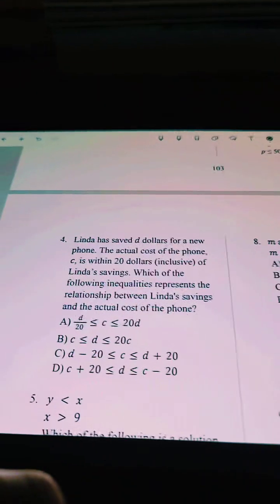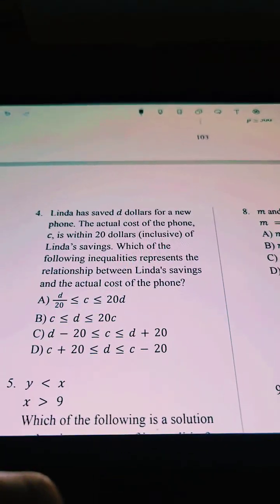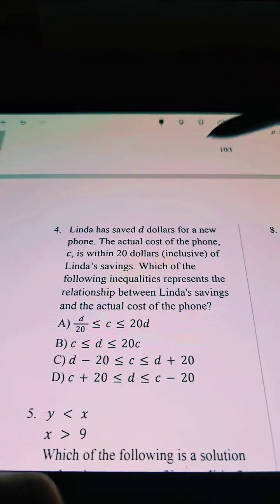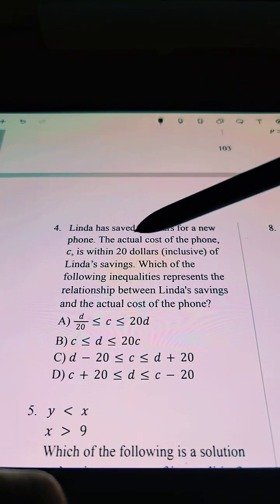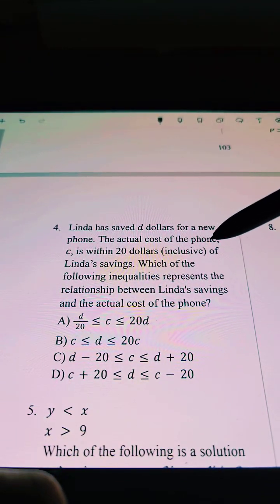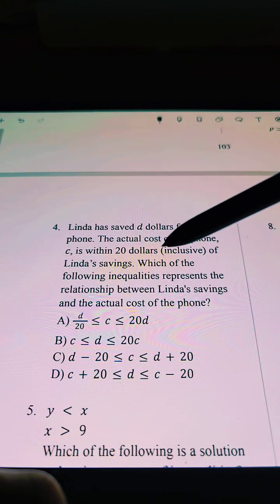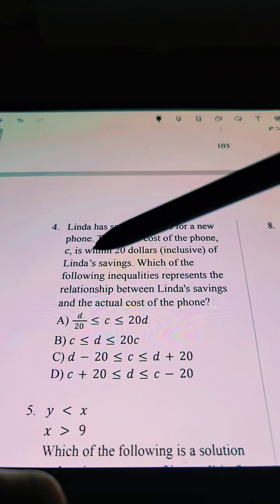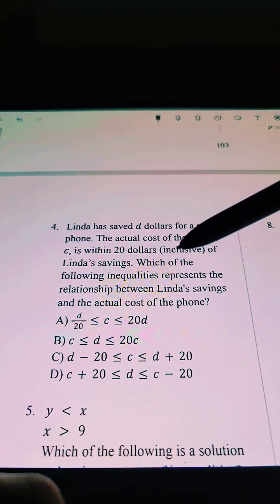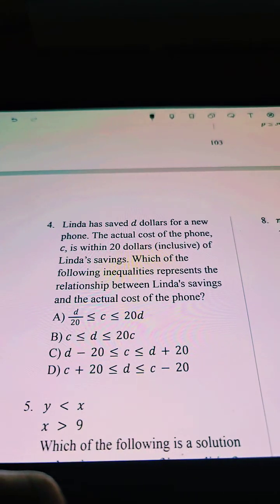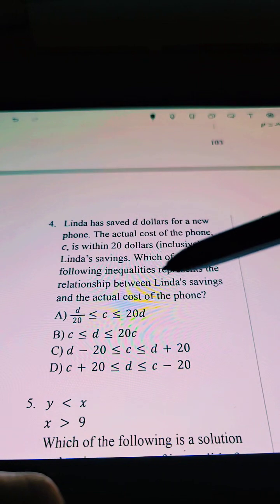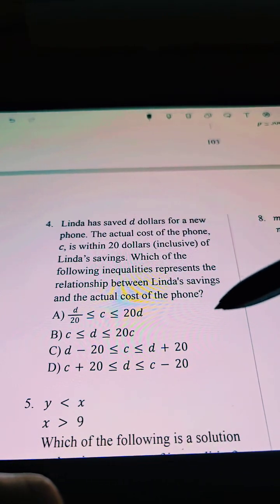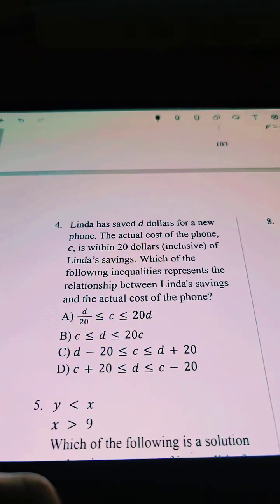So let's go to number 4 now. So for number 4, it says Linda has saved D dollars for a new phone. The actual cost of the phone, C, is within $20 inclusive of Linda's savings. So it includes $20 as well. Which of the following inequalities represents the relationship between Linda's savings and the actual cost of the phone?